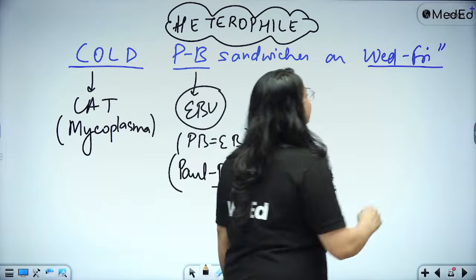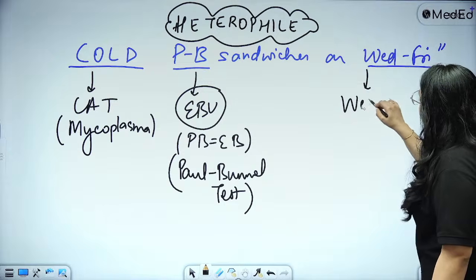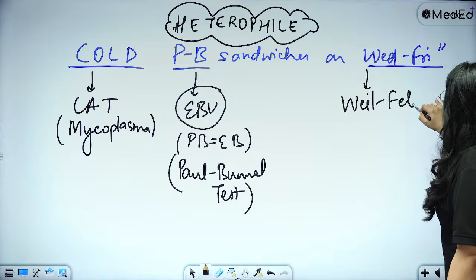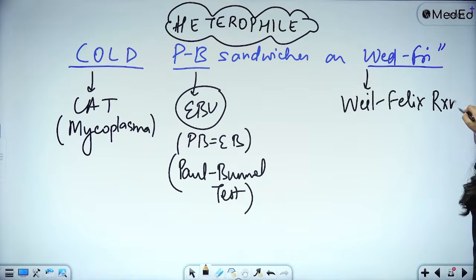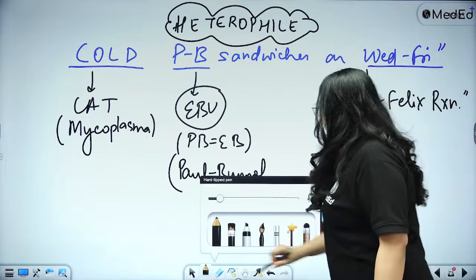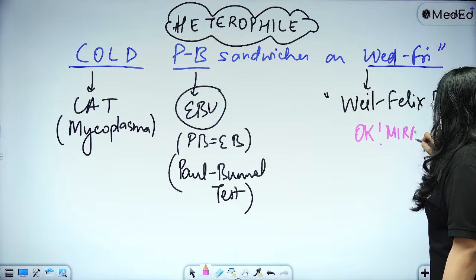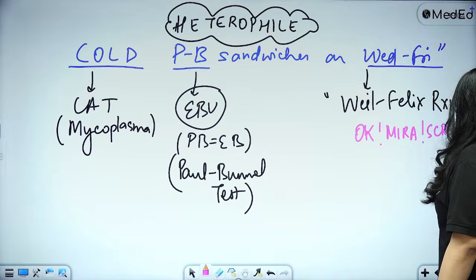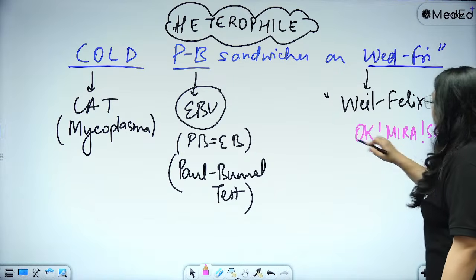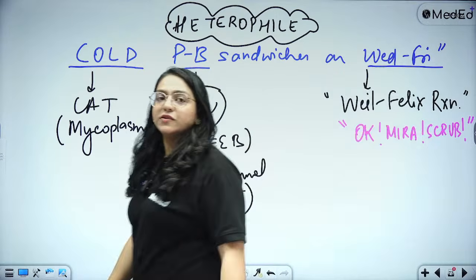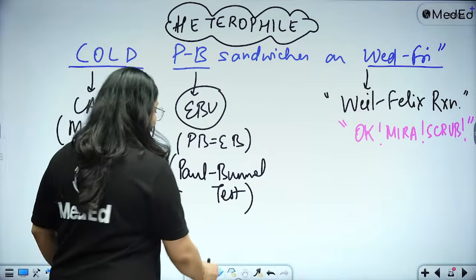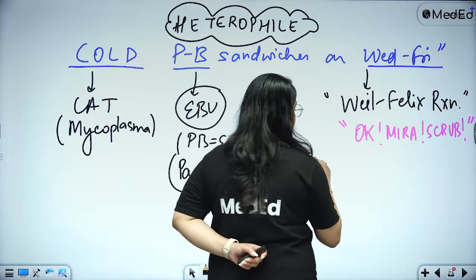What about Wednesday, Friday? Weil-Felix. Weil-Felix reaction. And what is the mnemonic for Weil-Felix reaction? Okay, Mira. Scrub. Okay, Mira. Scrub. So OX K is Proteus mirabilis shown by scrub typhus.